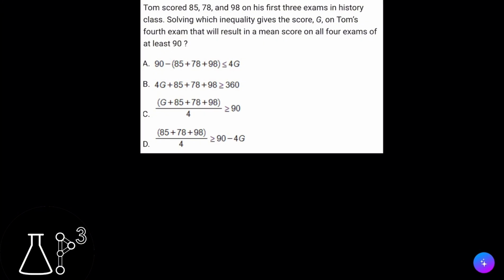Okay, let's do a different question. Tom scored 85, 78, and 98 on his first 3 exams in history class. Solving which inequality gives the score G on Tom's exam that will result in a mean score on all 4 exams of at least 90. So they're giving me 4 scores, 85, 78, 98, and G, because G is on Tom's fourth exam. So G is one of the exams. And we're looking for what would result in a mean on all 4 exams of at least 90.